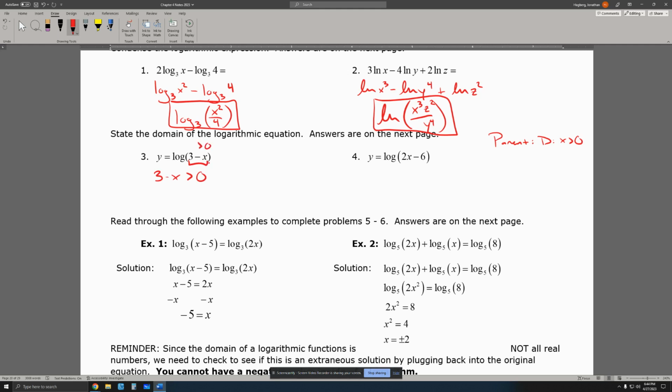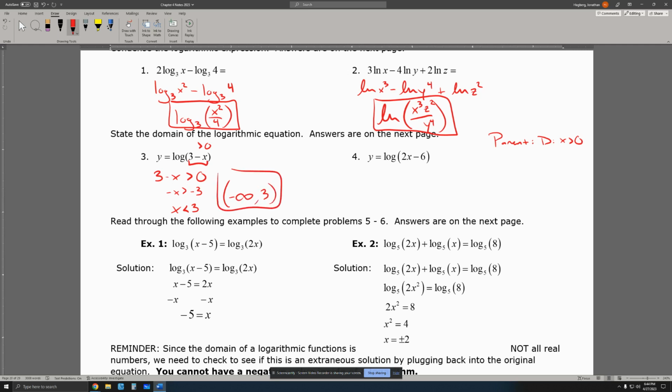So solving this inequality, we can subtract 3 from both sides. We get negative x is greater than negative 3. And dividing by negative 1, we get x is less than positive 3. Okay? Remember, dividing or multiplying any inequality by a negative, we have to flip that inequality. So the domain here is x is less than 3. Let's go ahead and use interval notation. So this would be from negative infinity to 3.